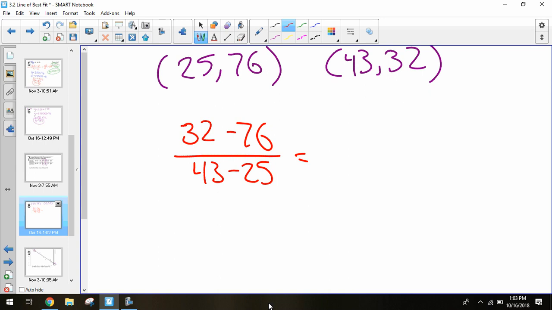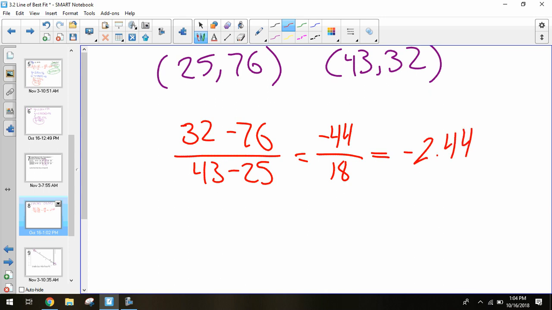So 32 minus 76, that leaves me with negative 44. 43 minus 25, that gives me 18. Negative 44 divided by 18, you can leave this as a fraction, or you can put it into the calculator to see what it turns out to be as a decimal. So negative 44 divided by 18 gives me negative 2.44 repeating.